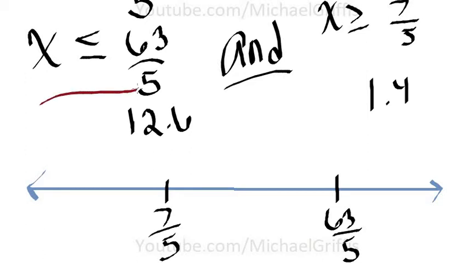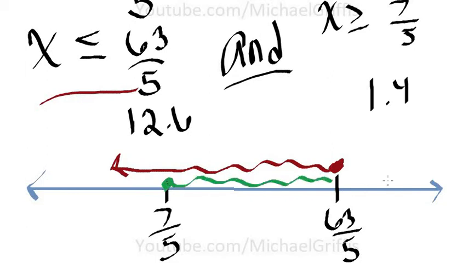Alright, this one here, we'll use this color. X is less than or equal to 63/5, so that means we're going to include it. And it's everything less than, going off in that direction to infinity. And now x is greater than or equal to 7/5, going off in that direction to infinity.